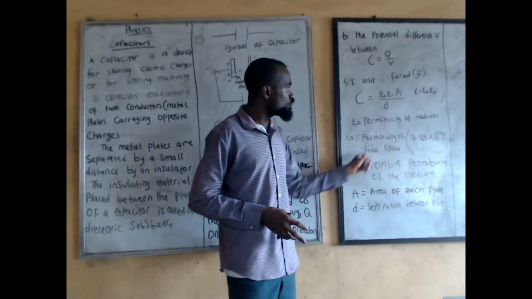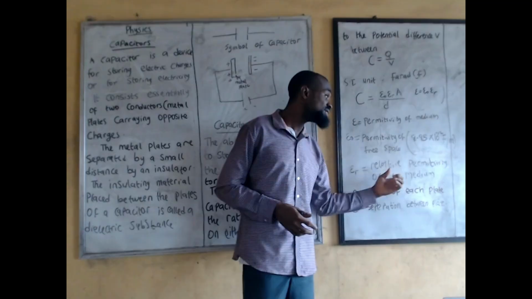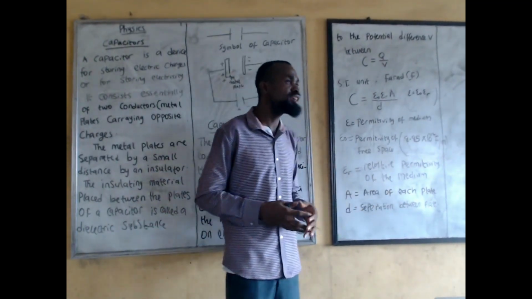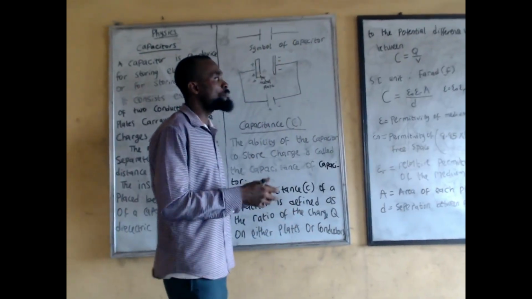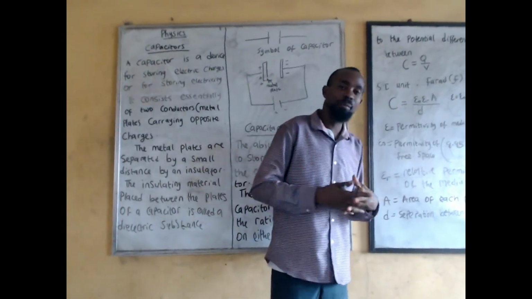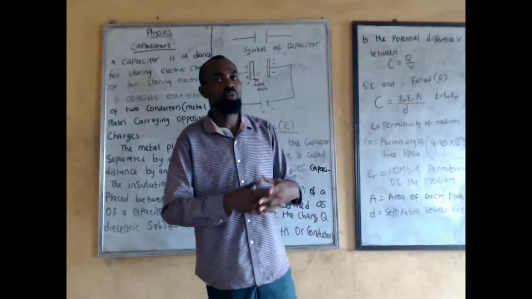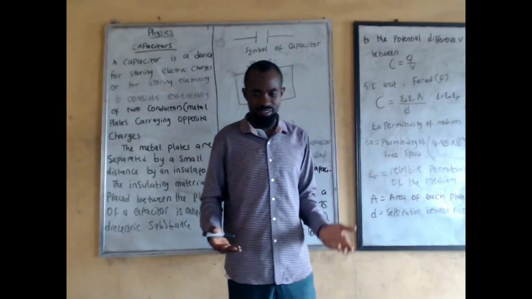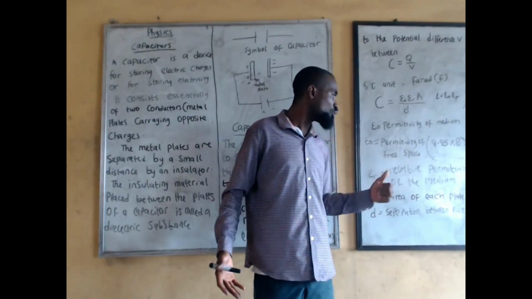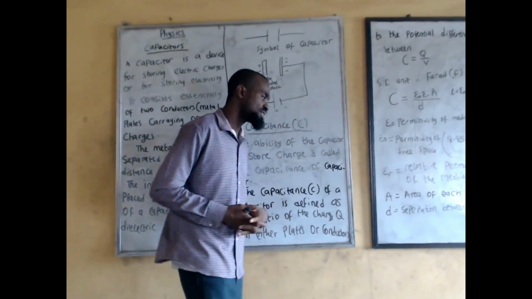Now, this εᵣ is what we call the relative permittivity of the medium. It is just comparing how much charge that material can hold with respect to a vacuum. How much charge can the material you are using here hold compared to how much charge can be held in free space?